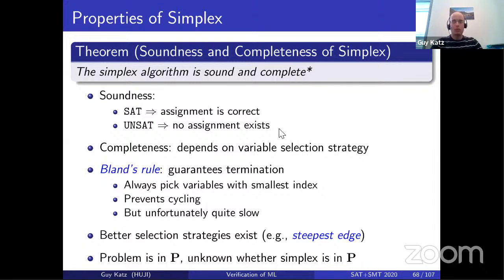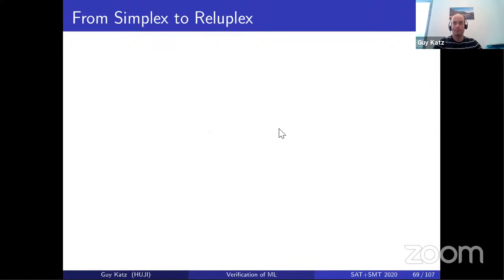Before we stopped for the break, we talked about simplex. So remember, this is this very well-established algorithm for solving linear programs. And we saw one example of how we can use it to solve a set of linear constraints. But now we want to move and see how you can also handle ReLUs, right? How you can verify a neural network that also has the activation functions, which are the interesting component, really. So we now want to move from simplex to ReLUplex.